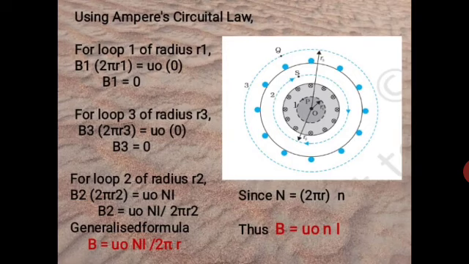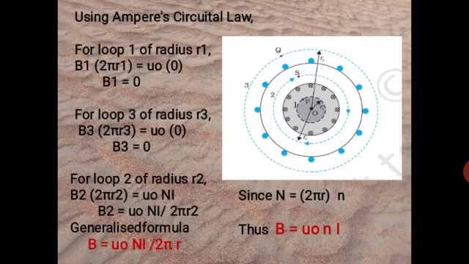Now, applying Ampere circuital law to the loop number 3 with radius R3, it passes through the point Q. We have the equation B3 into 2 pi R3 equals mu naught into 0. Again, there is no current enclosed, thus I is 0. This gives us B3 equals 0. Thus, no field exists at any point outside the toroid.